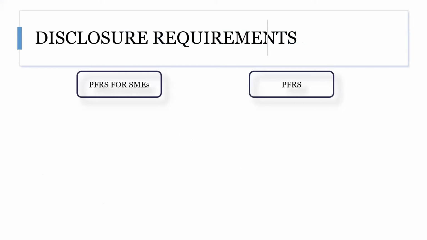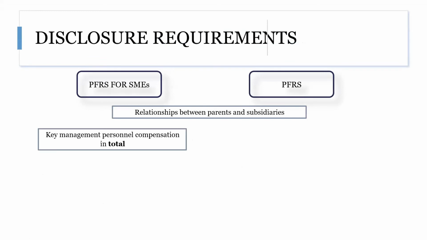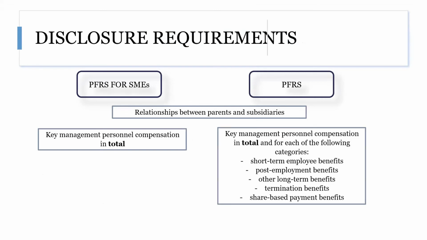So what are the disclosure requirements? Yung relationships between parents and subsidiaries. For PFRS for SMEs, yung key management personnel compensation in total. For full naman, in total din siya and for each of the following categories. So kung merong short-term, post-employment, other long-term, termination, service payments, they should be disclosed separately.